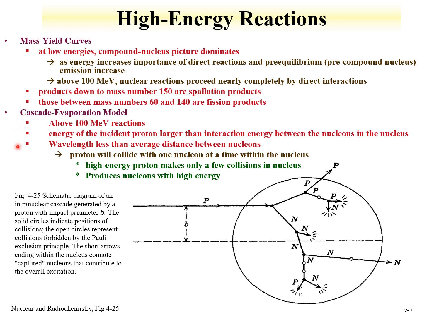So the model for this is a cascade evaporation model. It's listed here, usually for reactions above 100 MeV. The protons will collide with one nucleon at a time within the nucleus. These high energy protons make only a few collisions in the nucleus, and they produce nucleons with high energy.